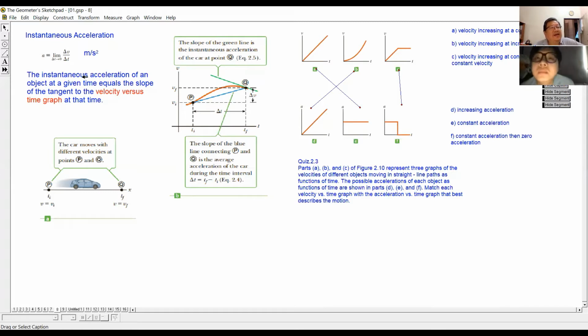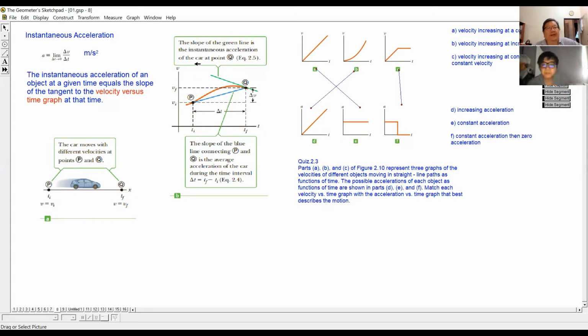Instantaneous acceleration of an object at a given time equals the slope of the tangent in the velocity versus time graph. Now, consider a car moving this way from left to right. At different points P and Q, they have different velocity. At P, the velocity is VI, the initial velocity. At Q, the velocity is VF, the final velocity.